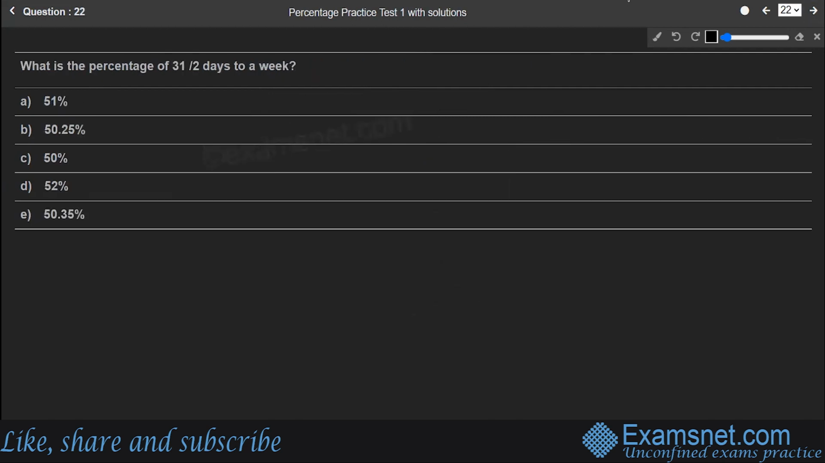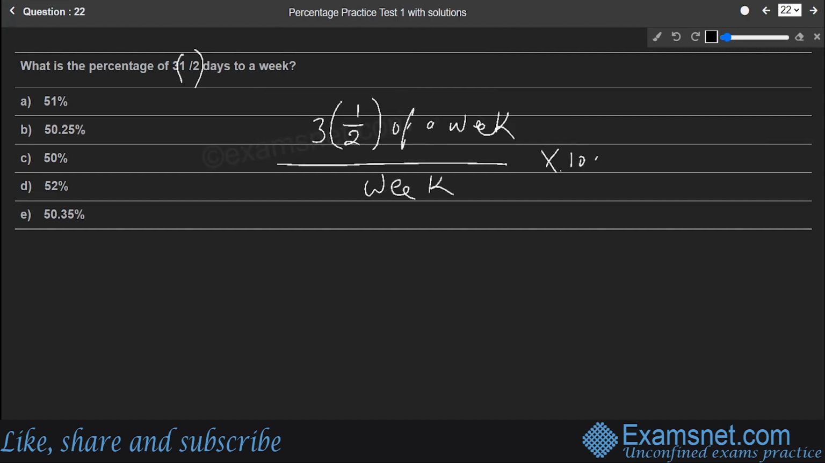Now, what is the percentage of 3 1 by 2 days of a week? This is 3 1 by 2 days of a week to a week. So clearly he wants us to calculate 3 1 by 2 days of a week divided by the week, into 100%. This is what he wants us to calculate. The percentage of 3 1 by 2 days to the week into 100%.